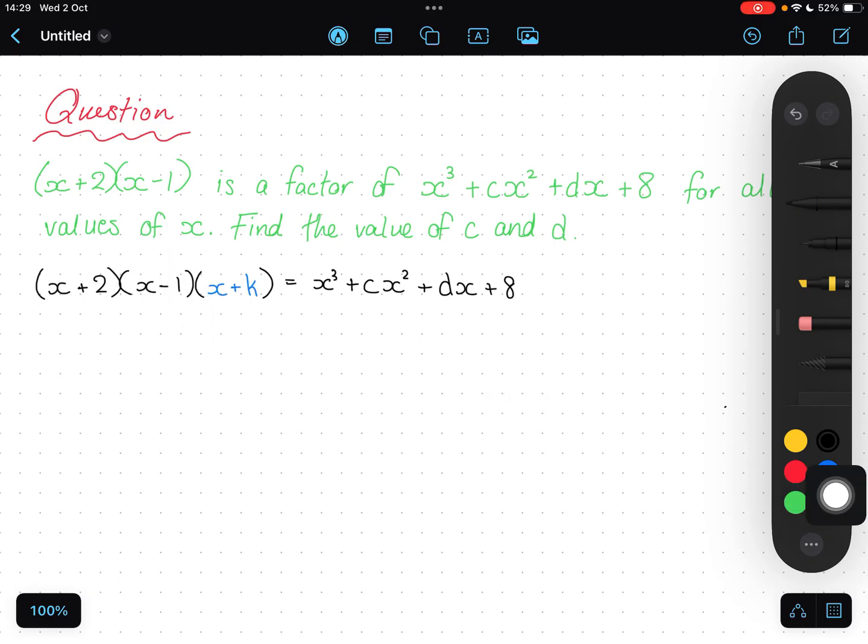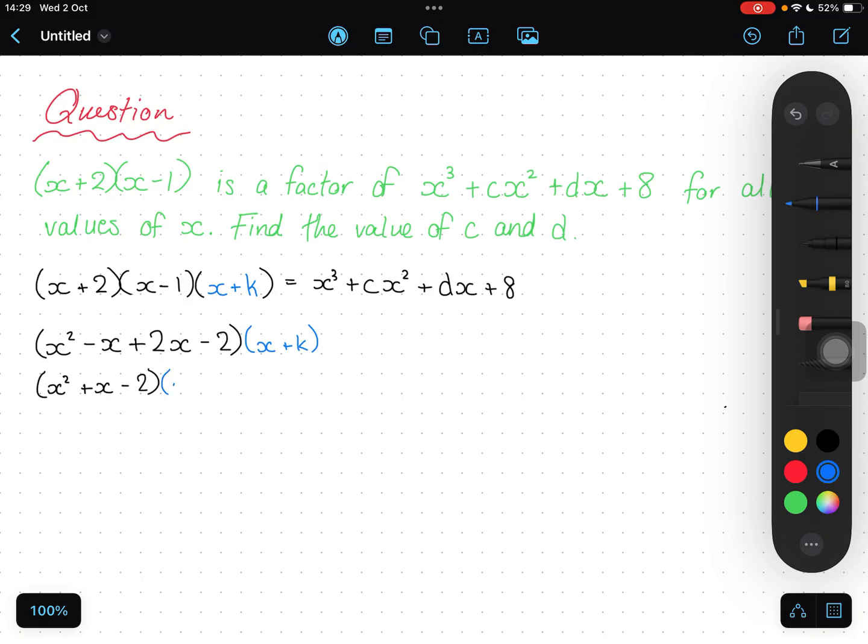I'm going to look at just the first 2 brackets first. Okay, so x by the full second bracket so that I get x squared minus x, and then 2 plus 2 by the full second bracket, so 2x and minus 2. Okay, that still does need to multiply though by the x plus k. Okay, and I can simplify that down to get plus x minus 2. Okay, that still needs to multiply there by my x plus k.